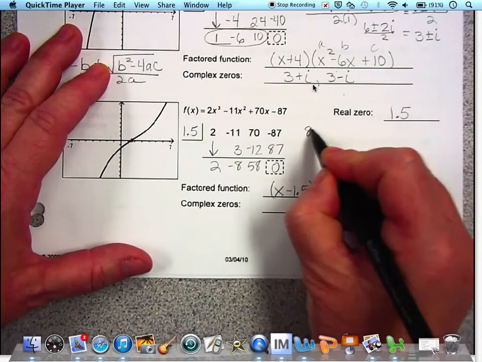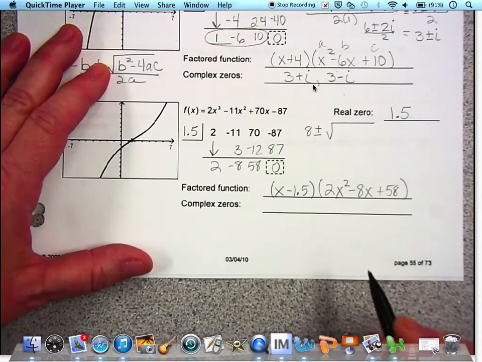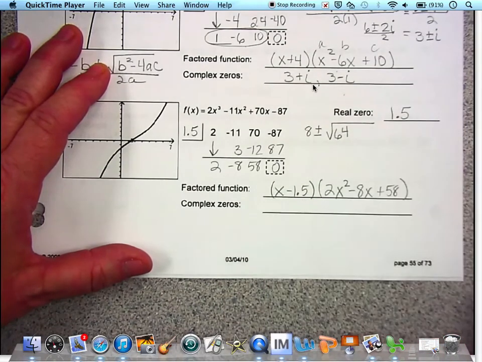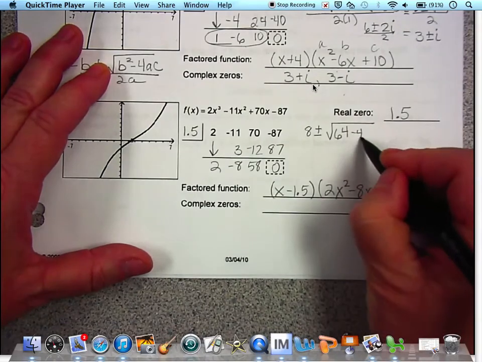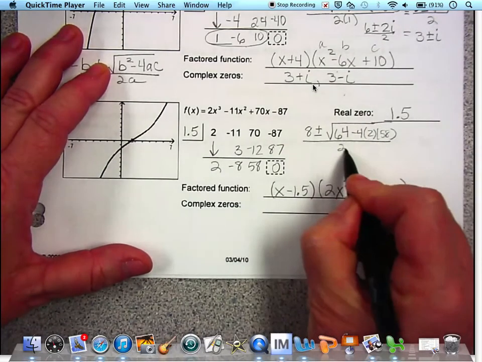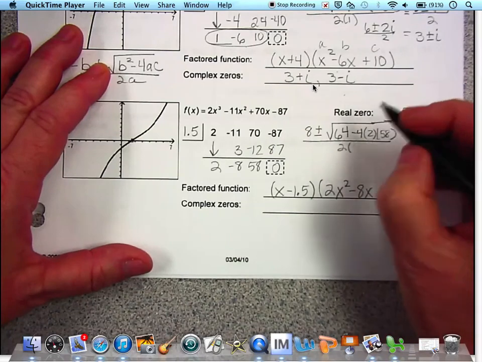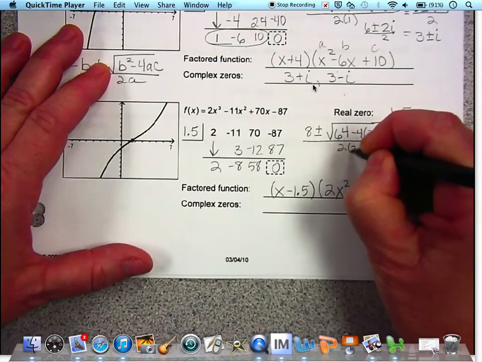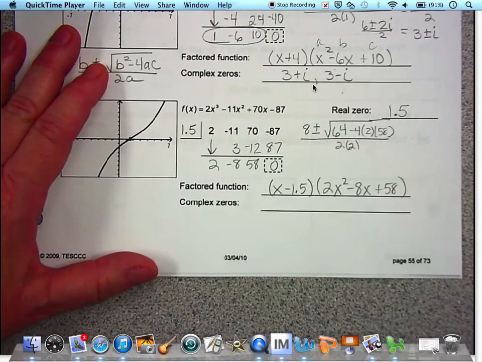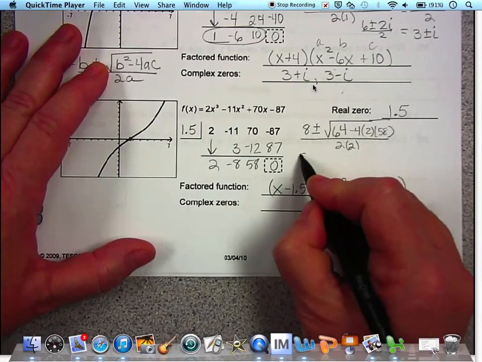So negative b: 8 plus or minus the square root of negative 8 squared, which is 64, minus 4 times 2 times 58, divided by 4. Negative 4 times 2 times 58 is negative 464. Plus 64 is negative 400. Negative 400 over 4.